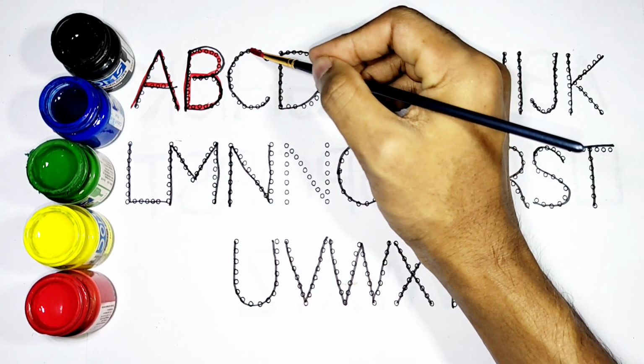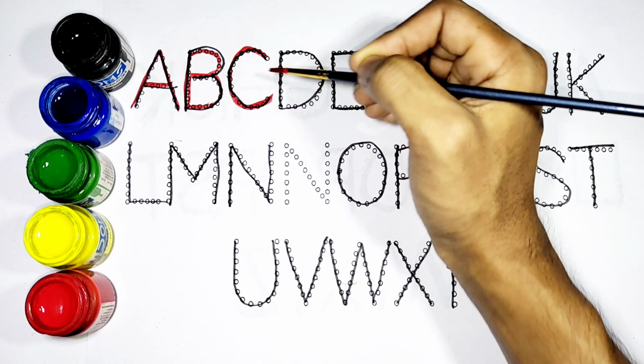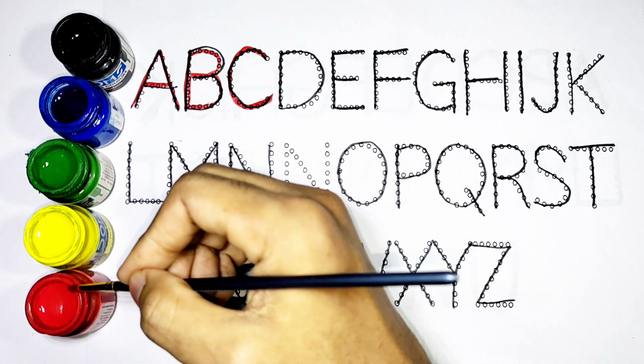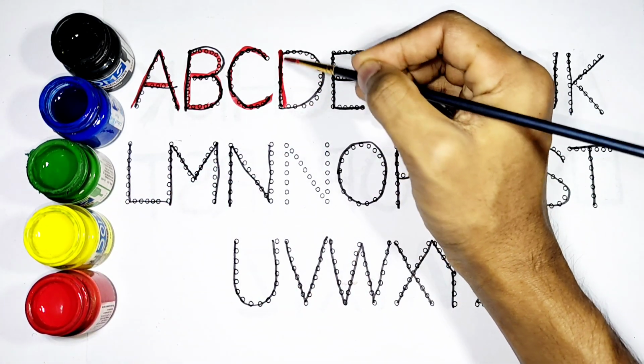The next one is C. C for cow, C for cat. The next one is D. D for dog.